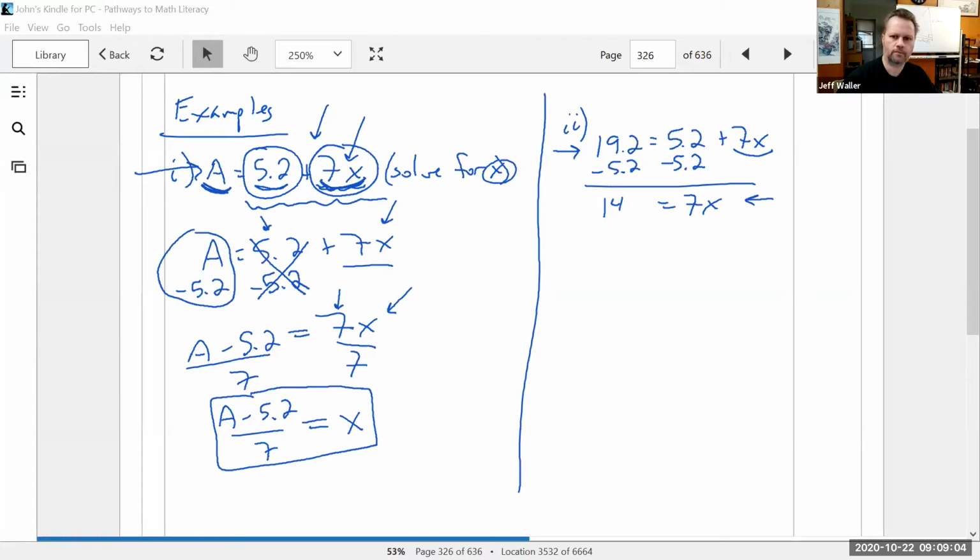Good. You almost always divide last. And look how I can just flip it around. Who cares? If 2 equals X, then X equals 2. I can just flip it around so it looks more like what I'm used to. Not a big deal.